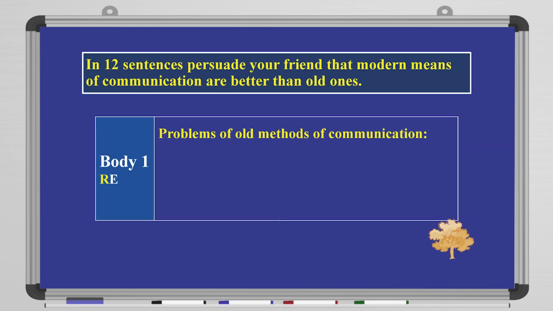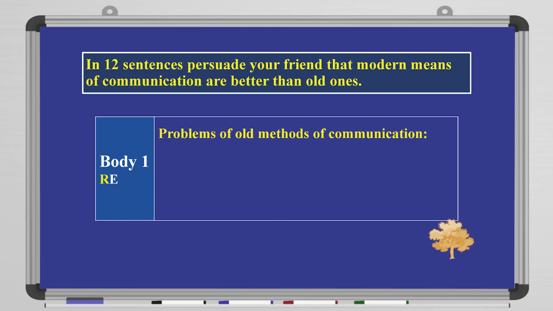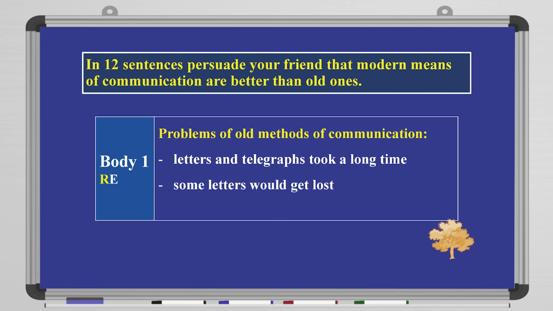In body 1, I will discuss the first idea mentioned in the question, problems of old methods of communication, because I will persuade you that the modern ones are better. So first, I will mention the problems that the old methods have, saying letters and telegraphs took a long time. This is the first supporting idea. The second supporting idea is some letters would get lost. And then the third supporting idea is some handwriting was difficult to read.